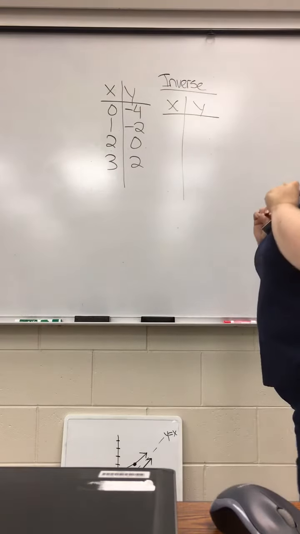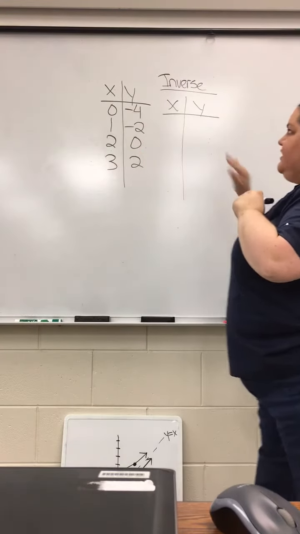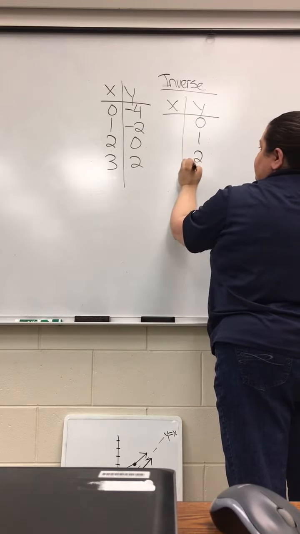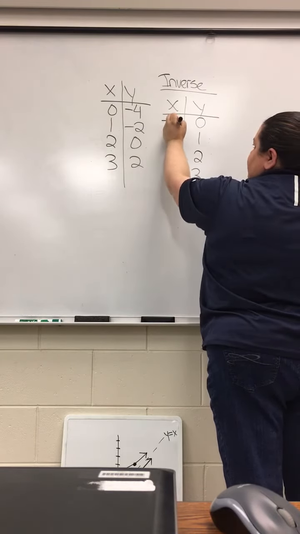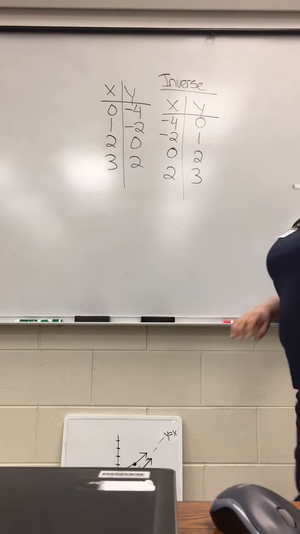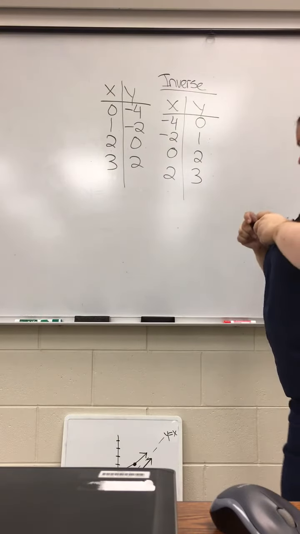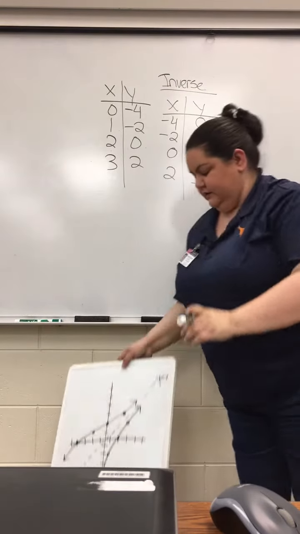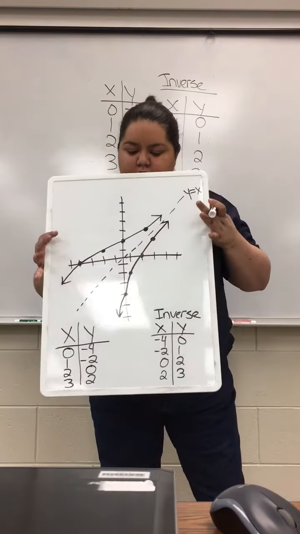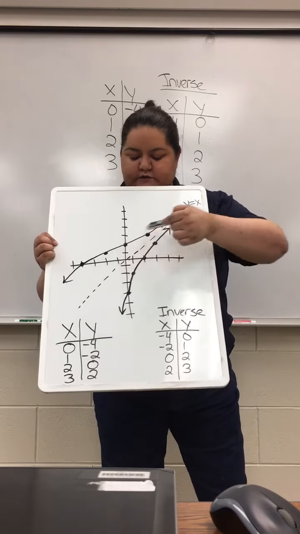is going to be the exact opposite. So you remember, your y's become your x's and your x's become your y's. So let's plot these here: 0, 1, 2, 3, -4, -2, 0, and 2. Okay, so this is your original plots. These are your inverse plots. Then I quickly did the graph, and I'm going to put this up on the screen so you can see it. So this is your original line, and this is your inverse line.